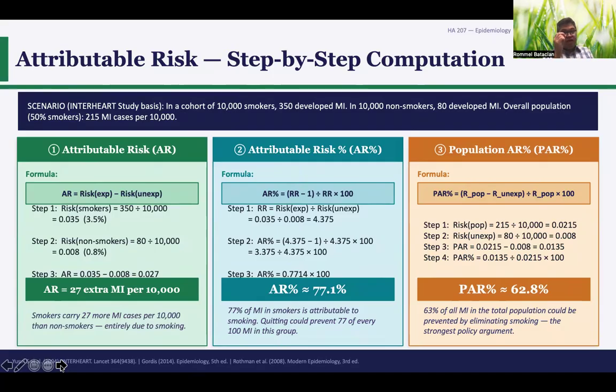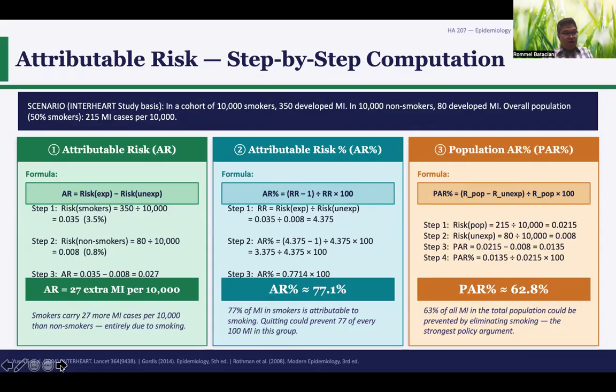So those are things that can measure the association between an exposure and a disease. But the next question, whether you're in public health or hospital administration, is how much of this disease is actually caused by the exposure? What's the magnitude? If we eliminate the exposure, how much disease could we prevent? And these are the questions that the attributable risk measures.